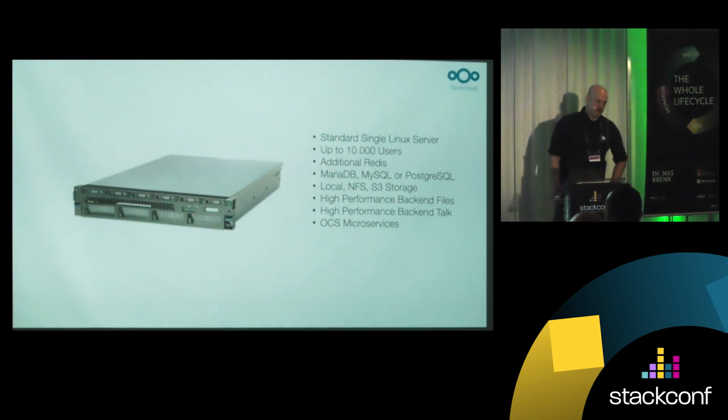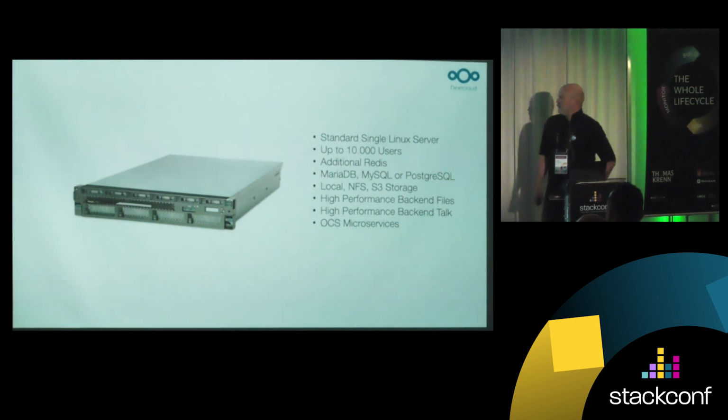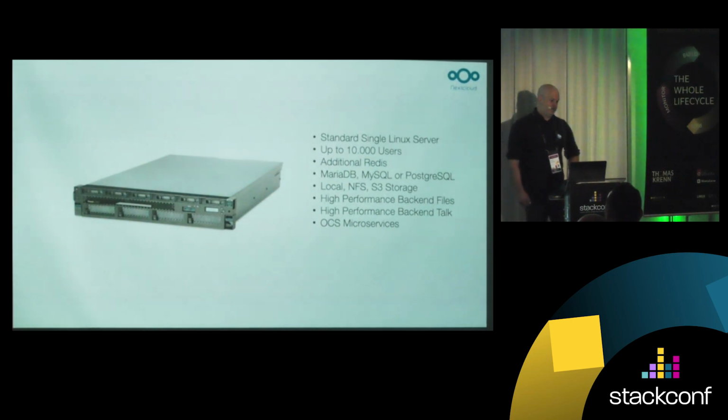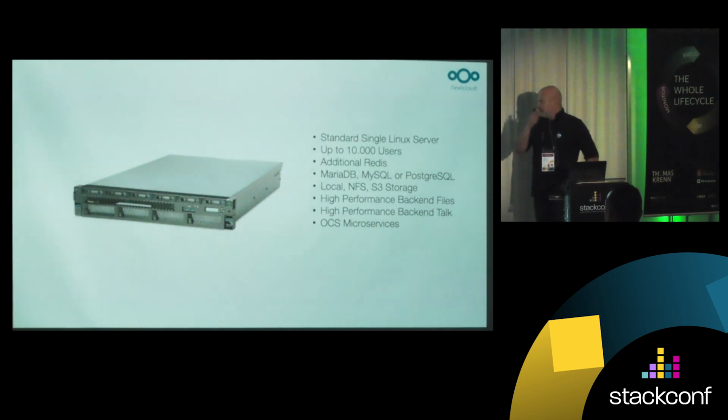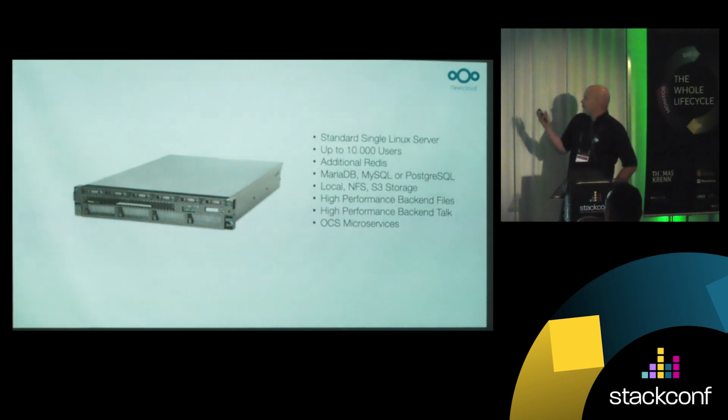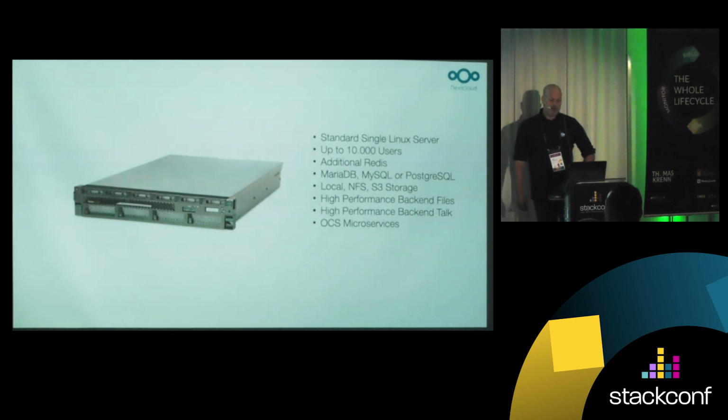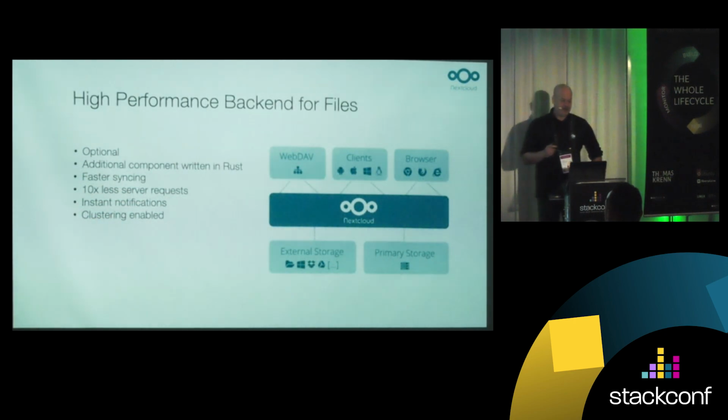Then storage is of course a question. You can use the local storage on this machine, but a lot of people need more storage for this amount of users, so you basically connect some NFS storage or some S3 storage typically with that. And then it is recommended to do a few more things: to use our high-performance backend for files, high-performance backend for Talk, and a very new thing, again, launching on Saturday, our OCS microservices. I'll tell you more about it in these next slides here.